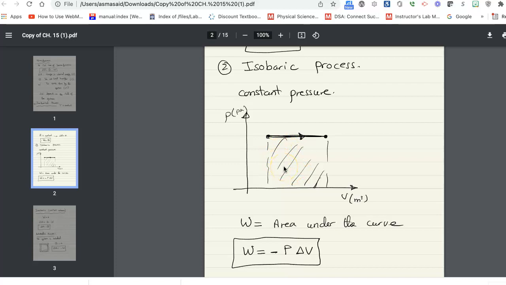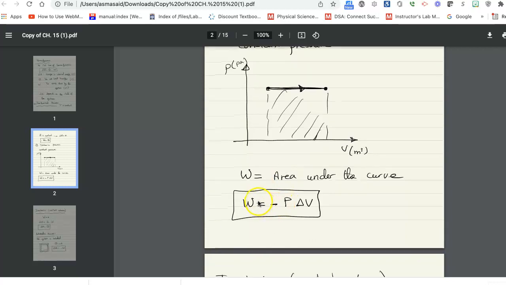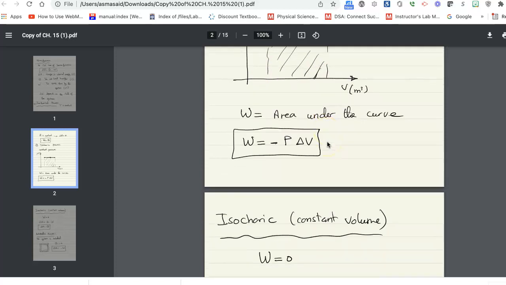But sometimes you're going to find that the areas are different, and then you need to cut it into areas that you are able to measure and calculate. Another formula that we use for the work done is minus P times delta V. Remember, P here is a constant number, and the volume change is the final minus the initial.